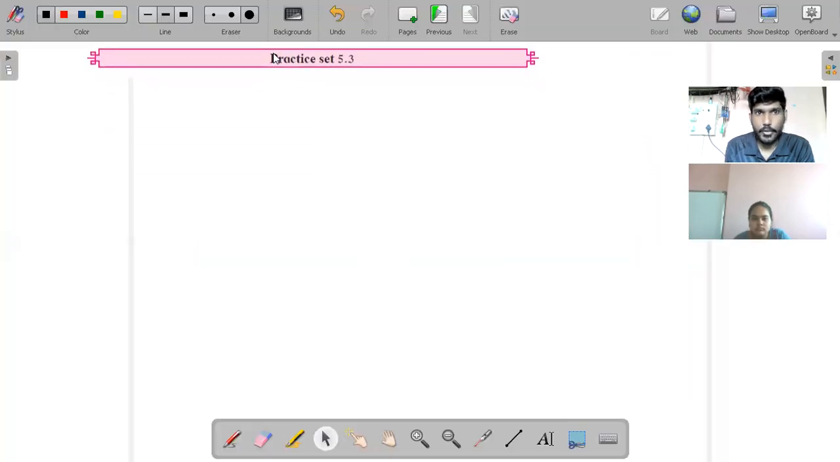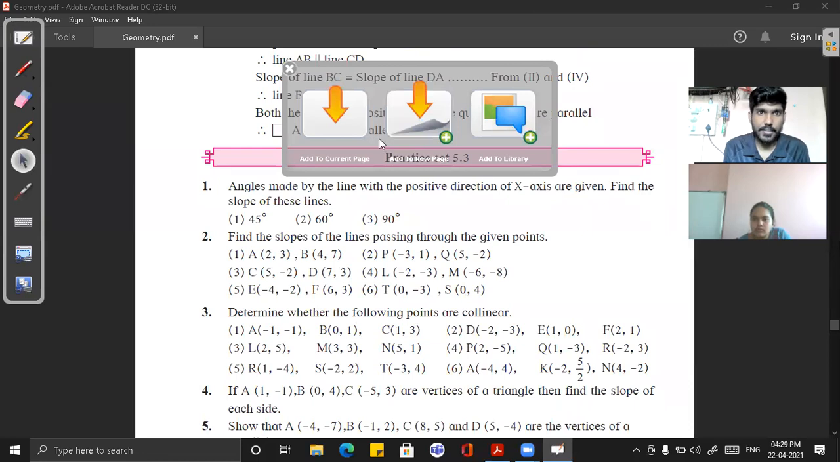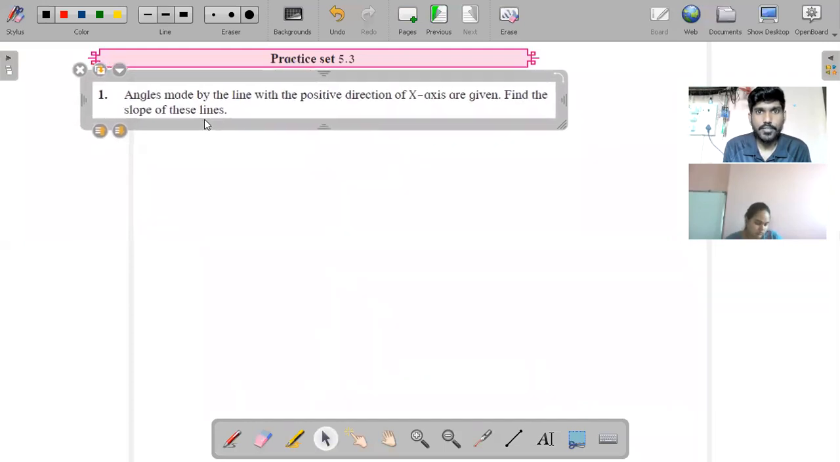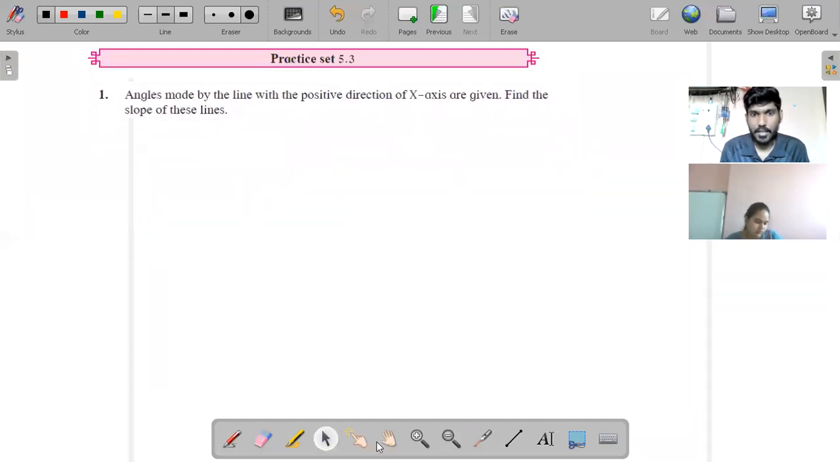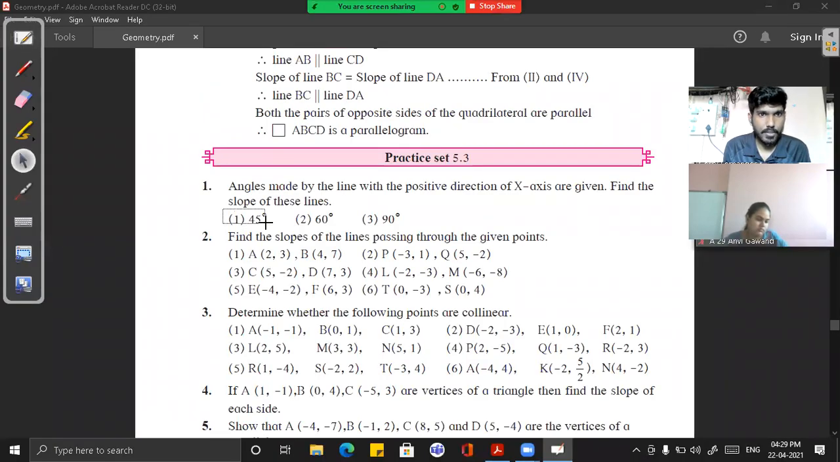We'll start with 5.3. Now this is also very easy. Here we will first be using tan values. Angles made by the line with the positive direction of the x-axis are given. Find out the slope. Let's start with the first one.